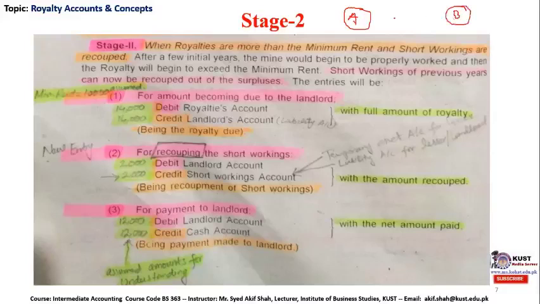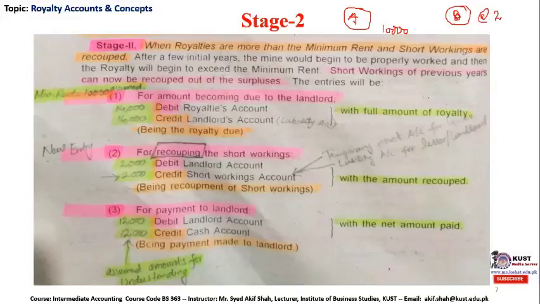And the lease agreement decided that the minimum rent to be paid out each year was 10,000. However, if the lessee has utilized the mine to its larger capacity and the royalty fee is greater than the minimum rent, then the royalty fee will be paid out to the landlord at the rate of rupees 2 per tonnage. Here in this example, after the initial years, the mine would begin to work properly and then the royalty will begin to exceed the minimum rent.